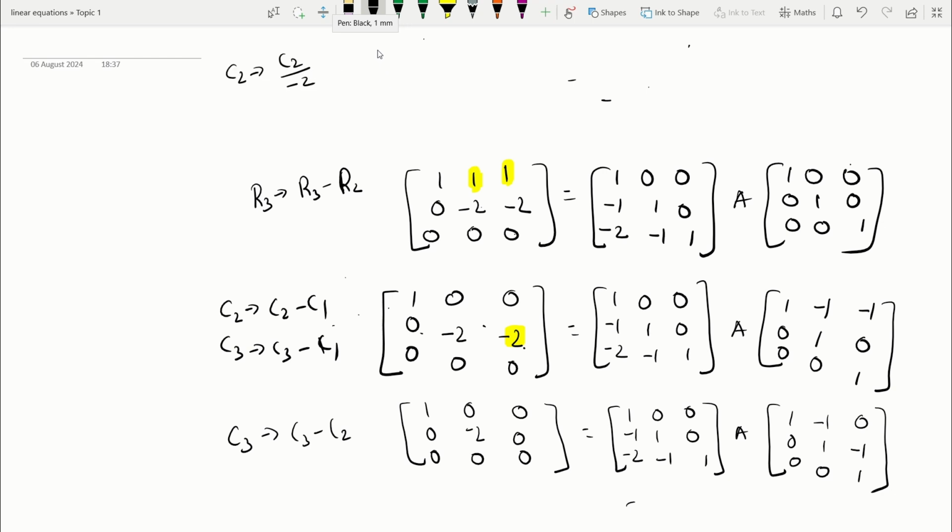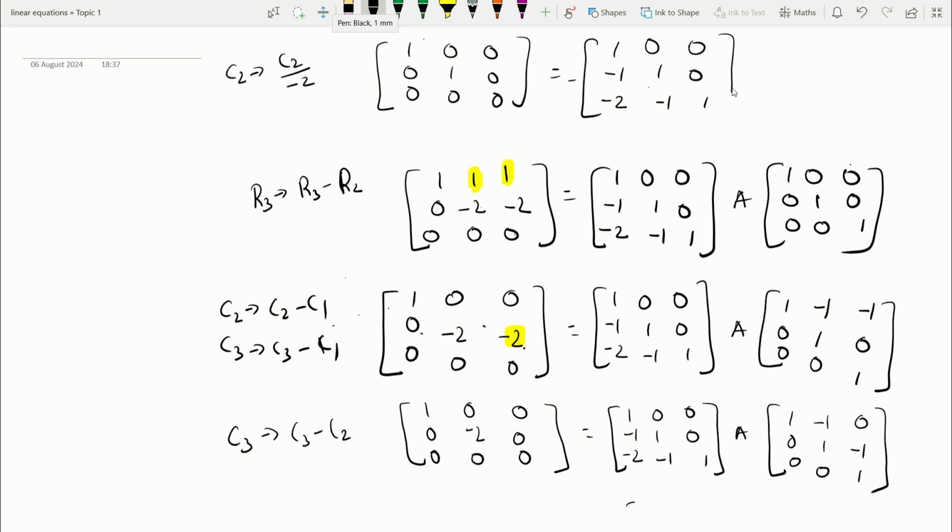Then 1 0 0, C1 is as it is. 0 minus 2 0 as it is. Then 0 0 0. That's all. Then this is the row. So no change in the first matrix. You have to write as it is. Correct? A into. And what is the next?